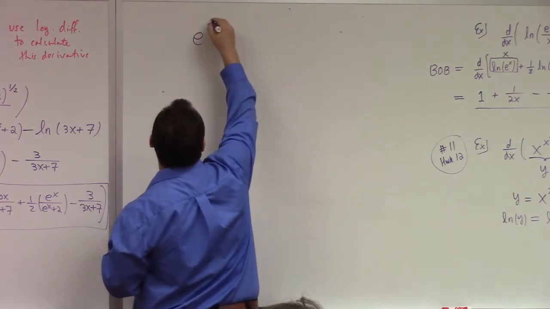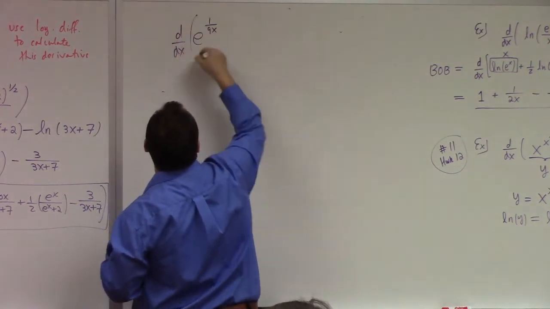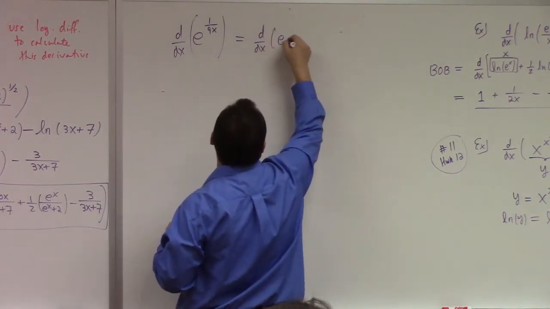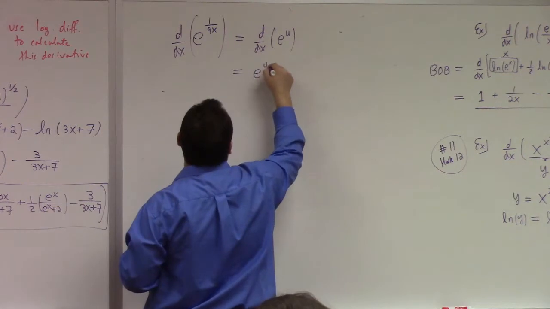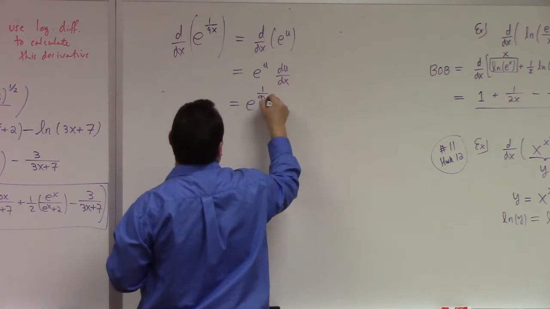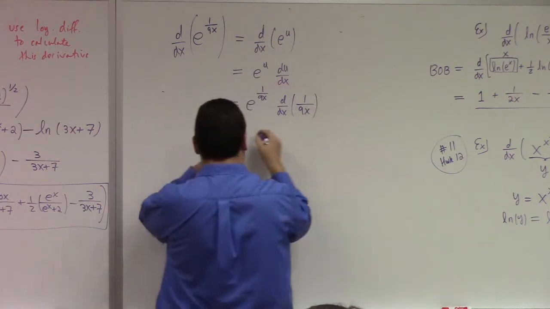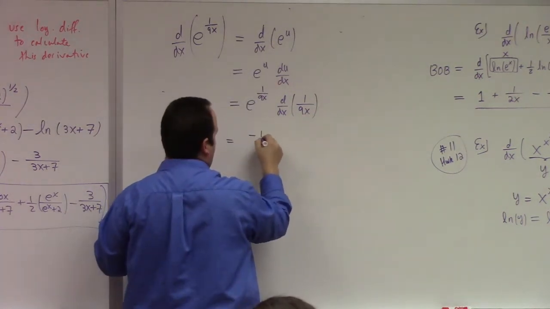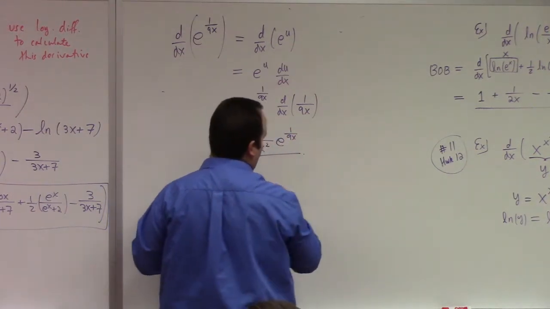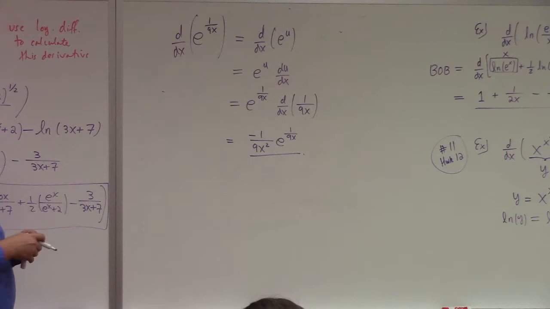E to the what? 1 over 9x. Oh, 1 over 9x? Yeah. Oh, sure. Yeah, I have not done anything quite like that today. So let's call this thing u, right? We have d/dx of e to the u. And so that will be e to the u times du/dx. But that's e to the 1 over 9x times the derivative with respect to x of 1 over 9x, right? Which is going to give me minus 1 over 9x squared times e to the 1 over 9x. Okay. Good question. I did not do anything quite like that.